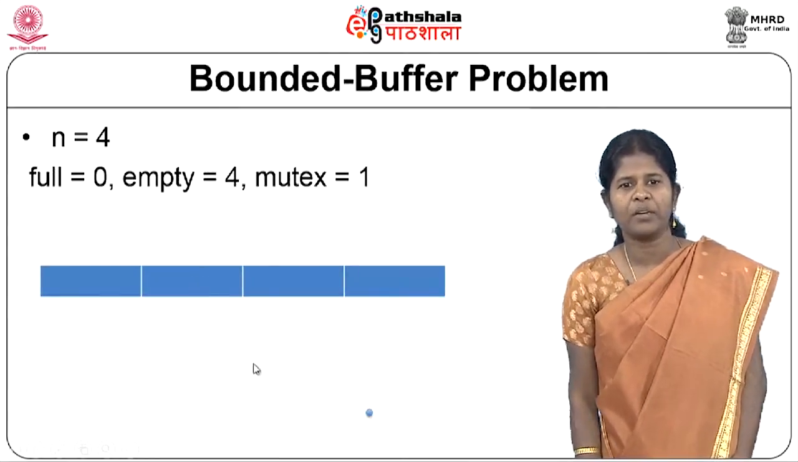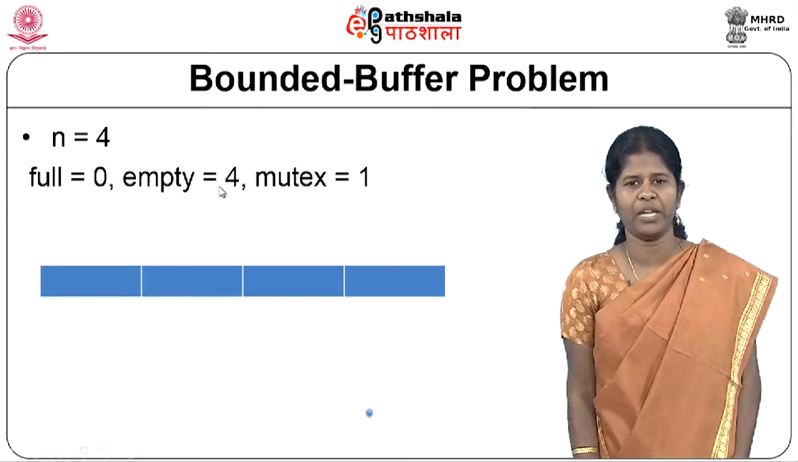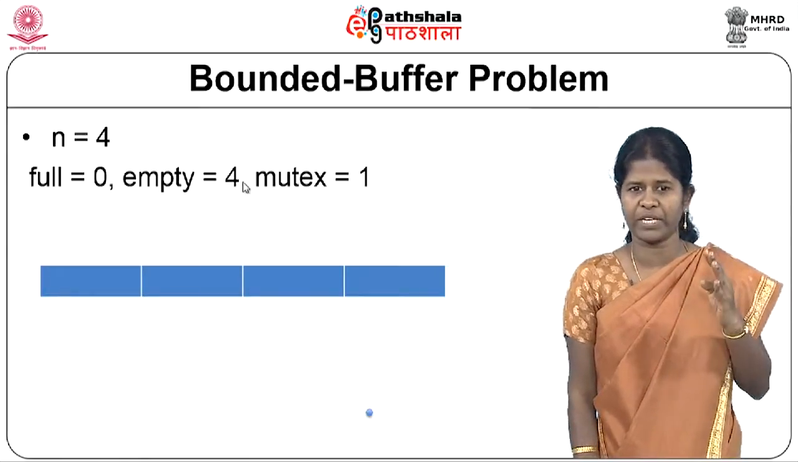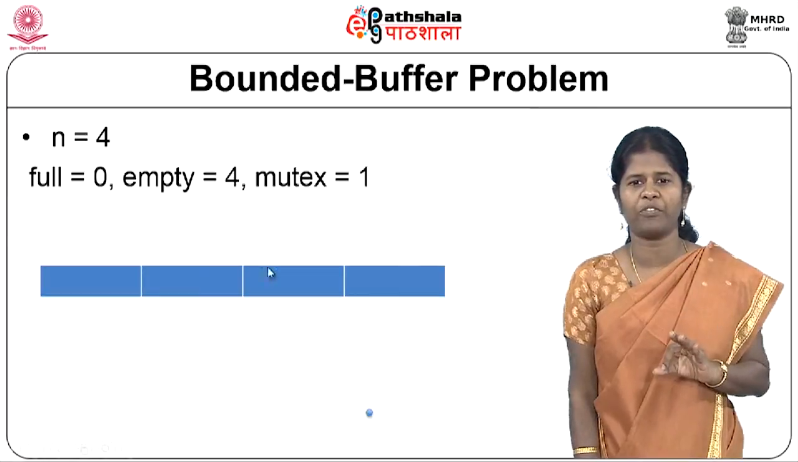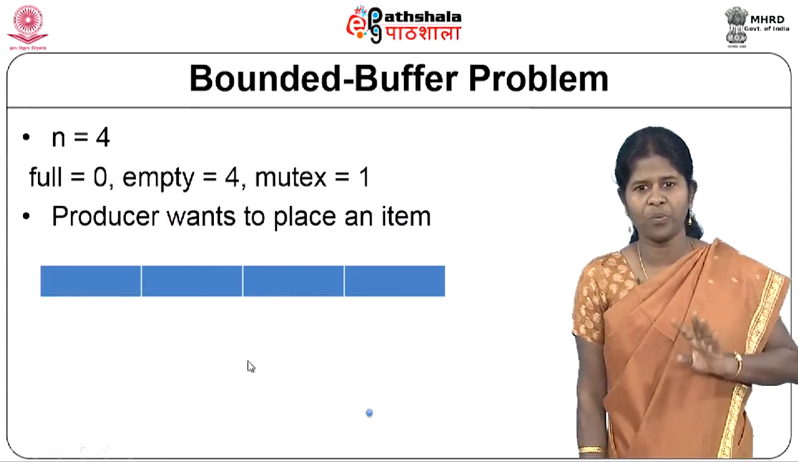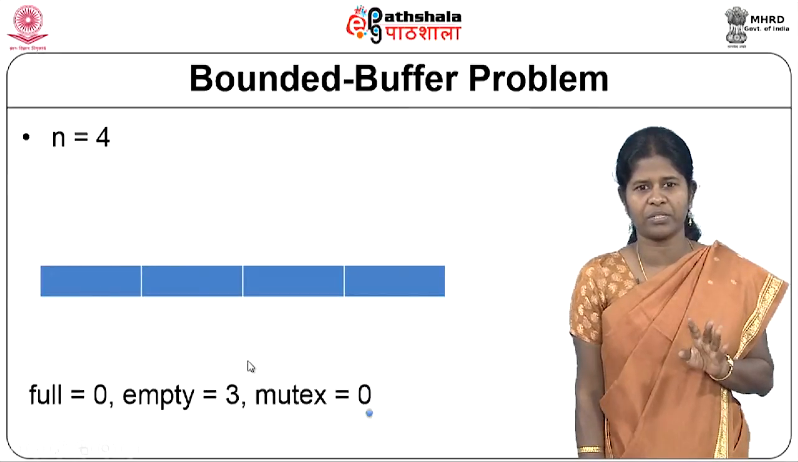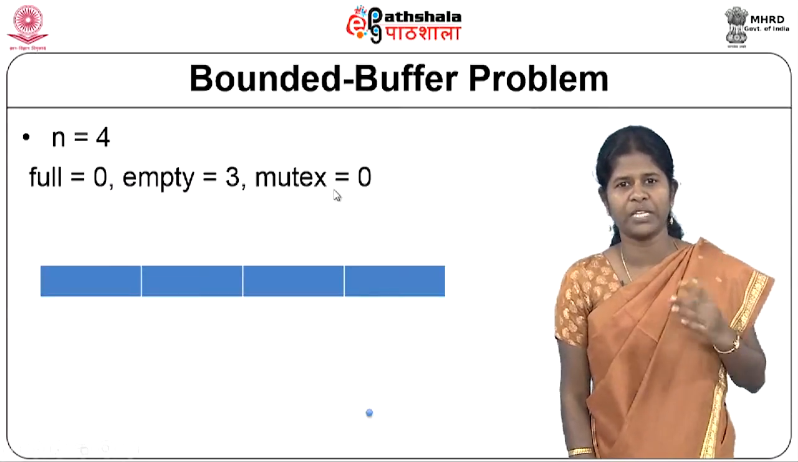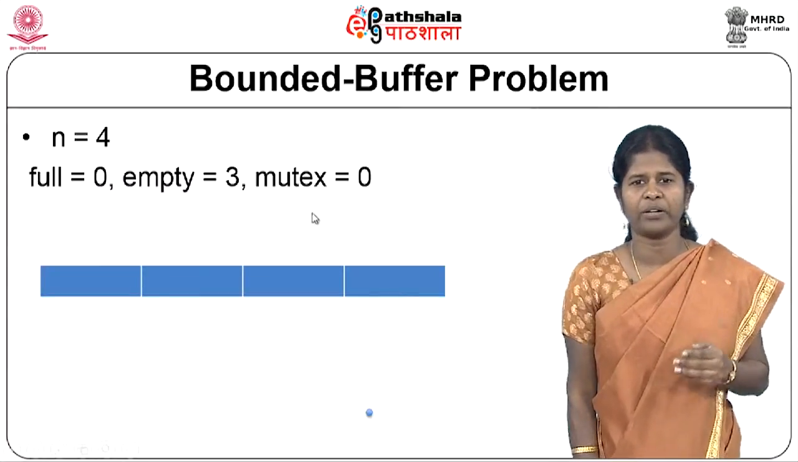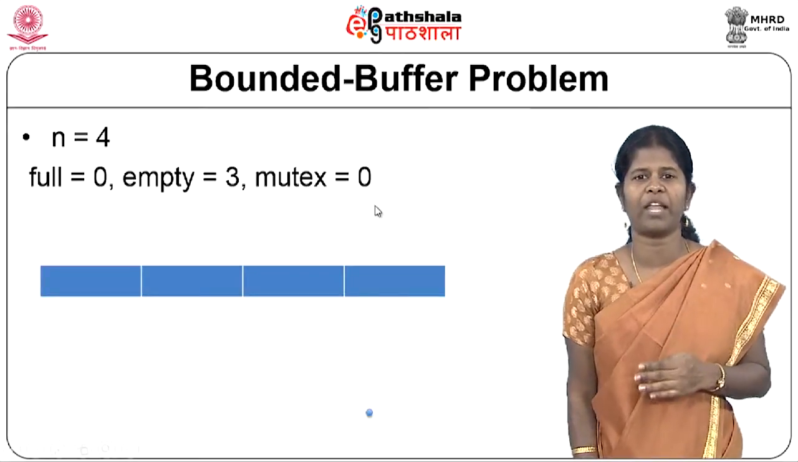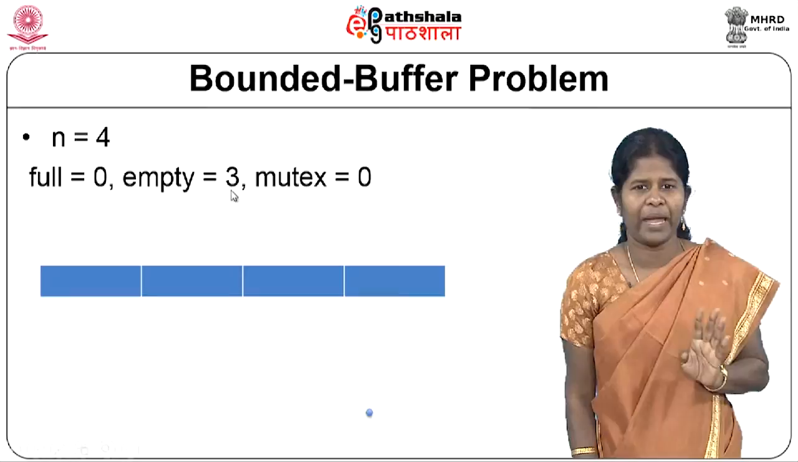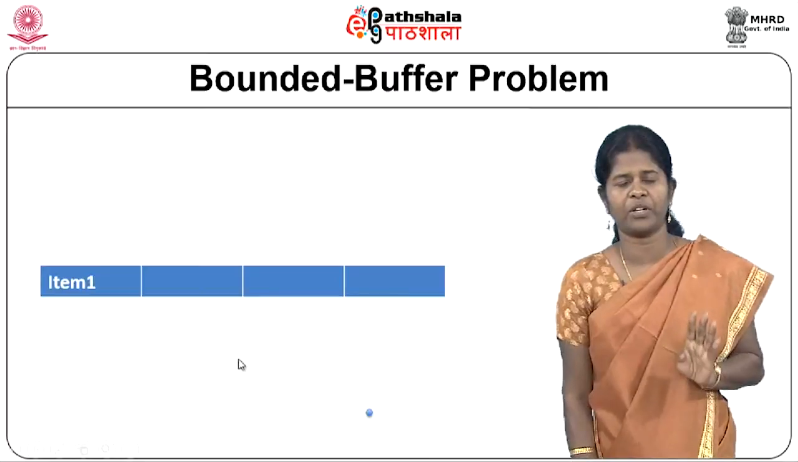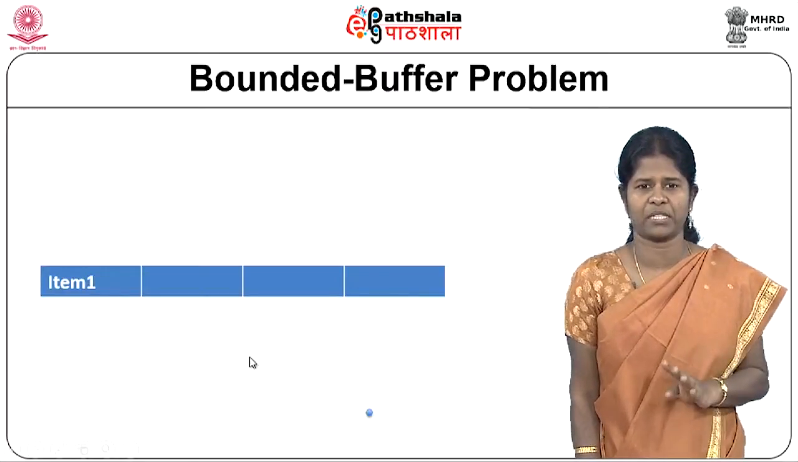So, what happens when you apply wait on empty? It finds that the value of the empty semaphore is 4. So, it will decrement the value of the semaphore by 1, and the value becomes 3. So, the producer wants to place an item and it executes. So, the value of empty becomes 3, and the value of mutex was earlier 1, and when you execute wait on mutex, it will decrement the value of mutex to 0. So, empty becomes 3, mutex becomes 0, and one item is placed in the buffer.